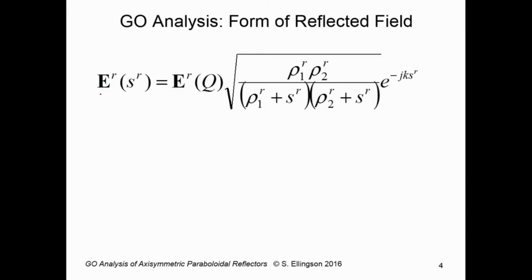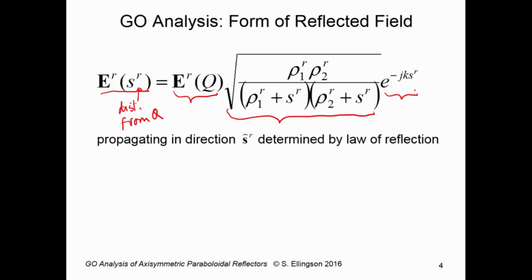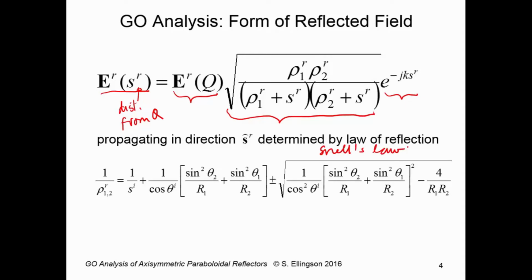Now we know in GO, the reflected GO field, as a function of distance along path length, that would be distance from Q, is given by the reflected field at Q times the spread factor times the phase factor accounting for phase accrued by propagation along the reflected ray. It's propagating in some direction, S hat super R, which is determined by the law of reflection, which you can also think of as being Snell's law. The wavefront curvatures in general are given by this expression, which we discussed in a previous lecture. This expression applies because we have assumed a feed which is creating spherical wavefronts in the far field. So we have spherical wavefront curvature at the point of incidence on the reflector.